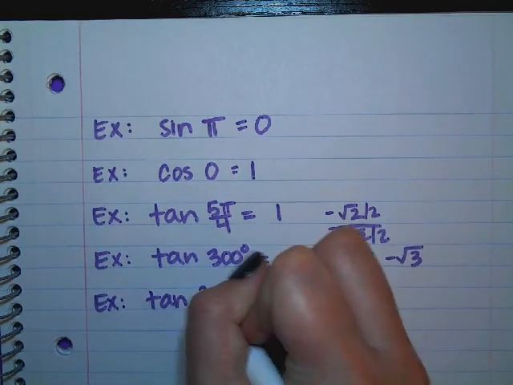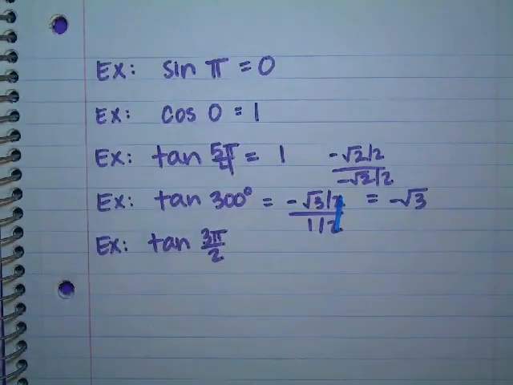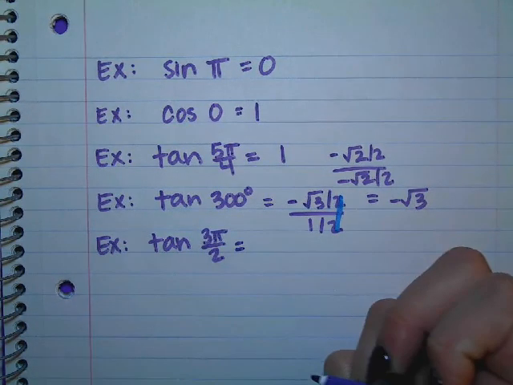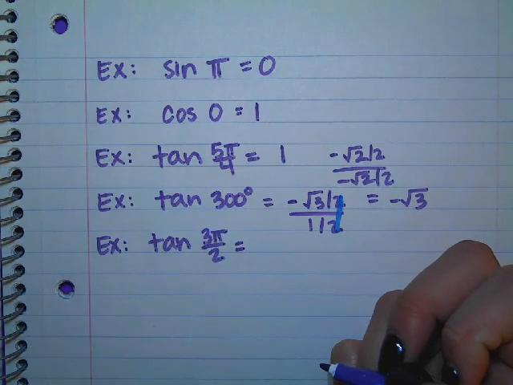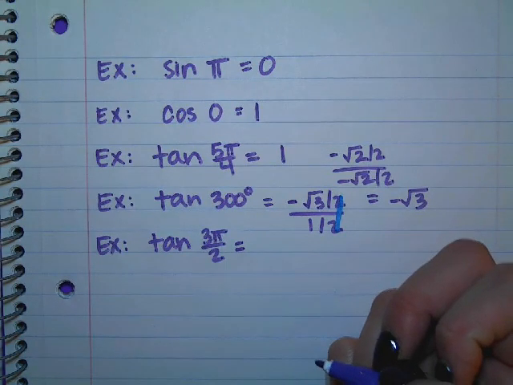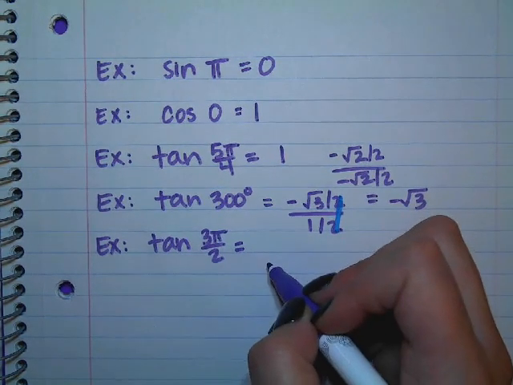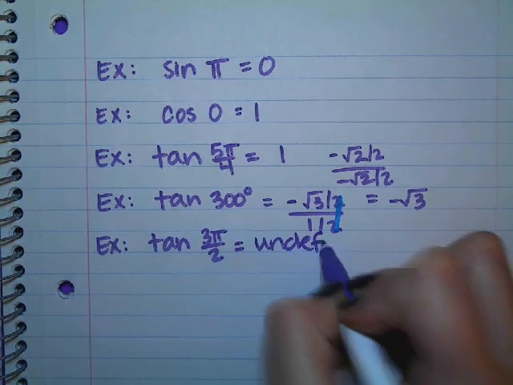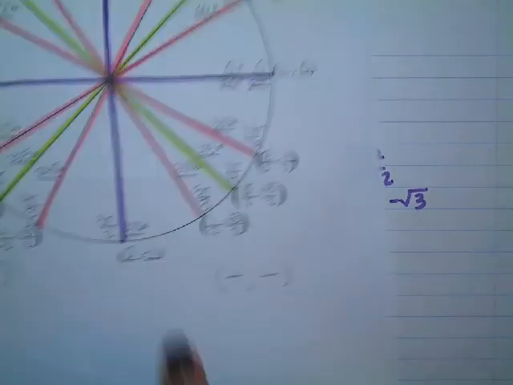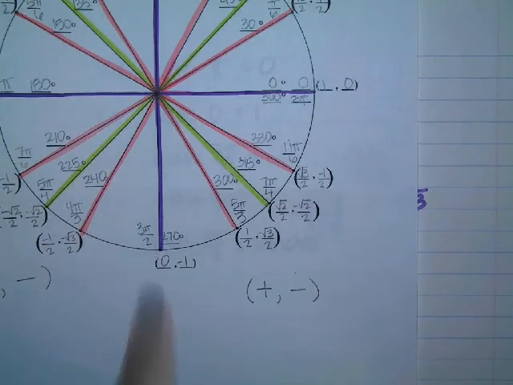Tan 3 pi over 2. It is undefined. Root 3 over 2 is down here. Yes.